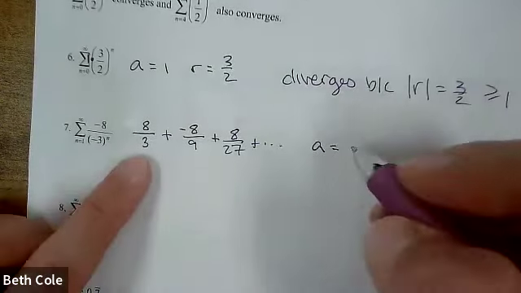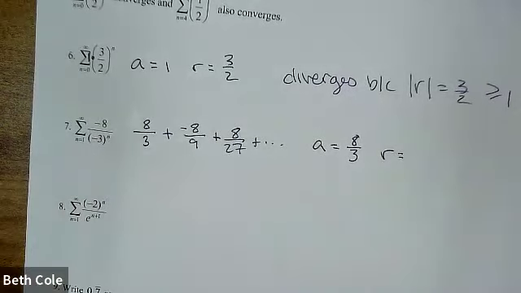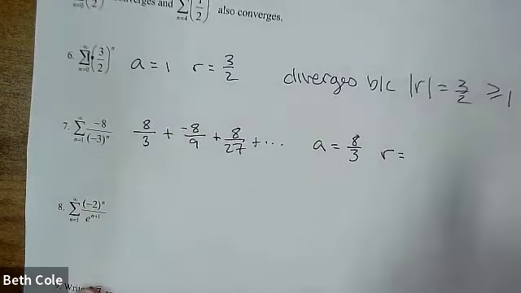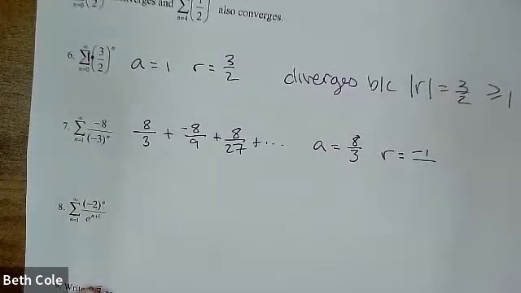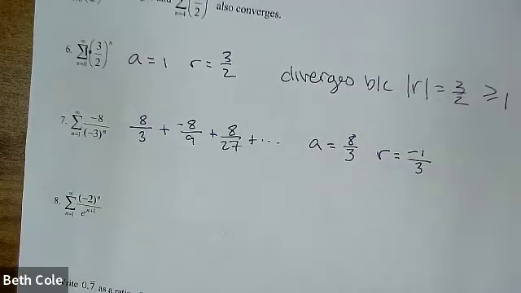The first term is 8/3. And then r is what you're multiplying by to generate the pattern. I like to look at the numerator separately from the denominator. Sometimes that helps. The numerator we're multiplying by negative 1. The denominator we're multiplying by 3. So converges or diverges is the first question. If it diverges, we can't get a sum. So what do you? Converges.